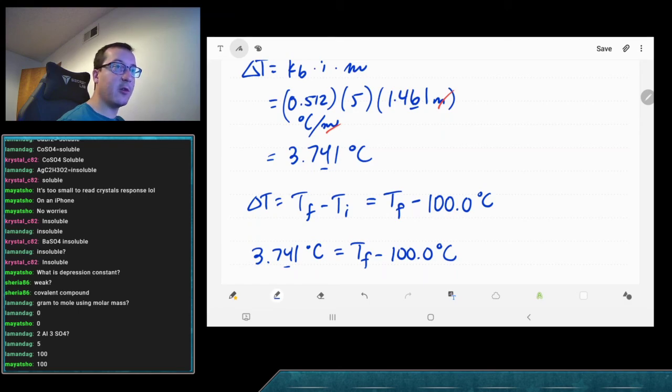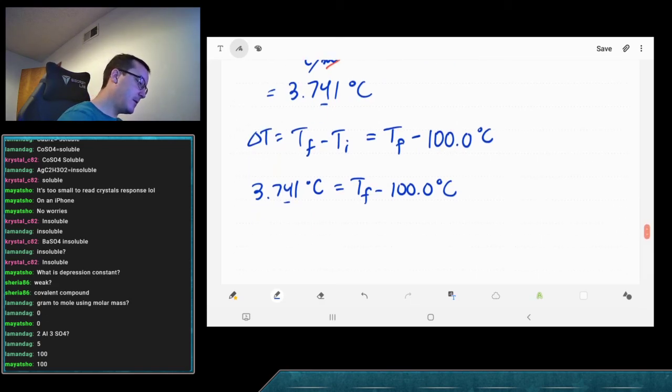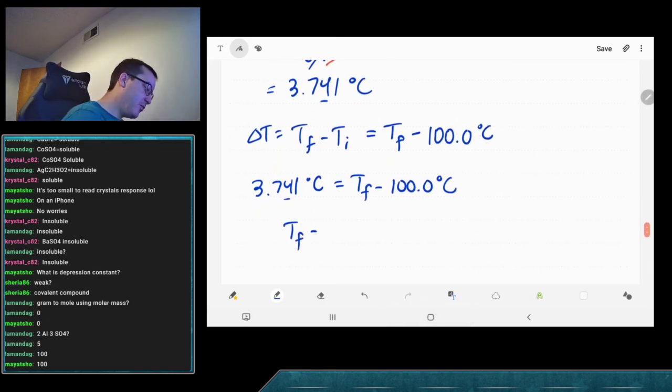Yeah, exactly. So we're going to have to remember that we're going to need to add that 100 to both sides, telling us that our final boiling point is going to be, apparently in this case with the sig figs I've given you, 103.7 degrees Celsius. Oof, so much work.